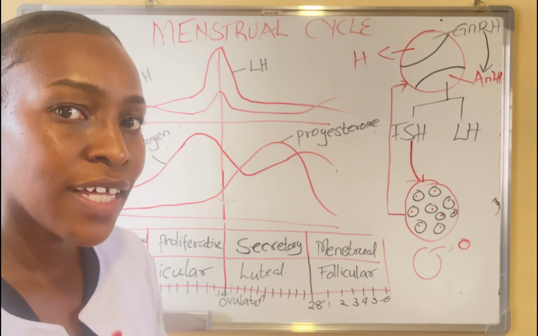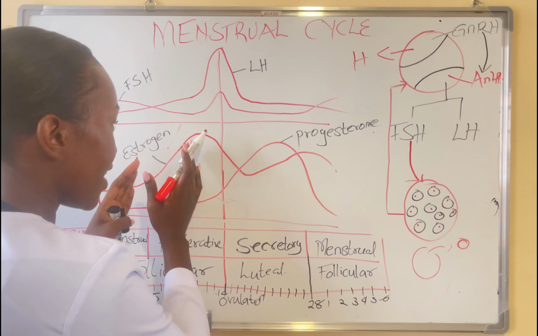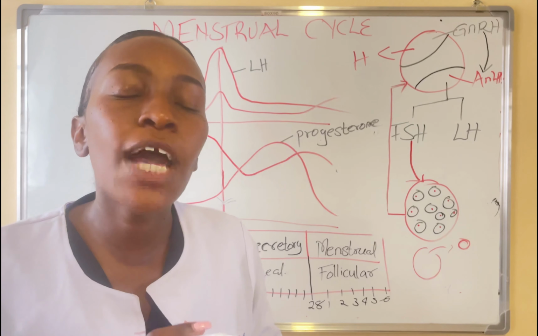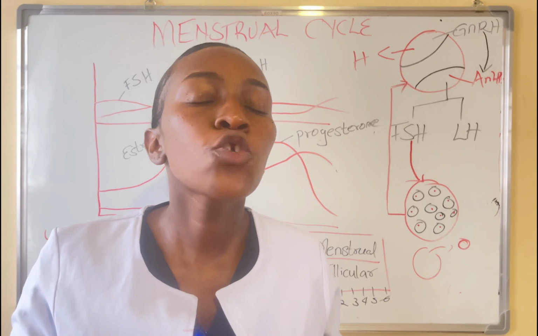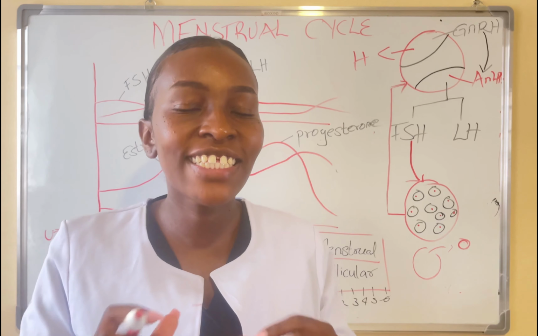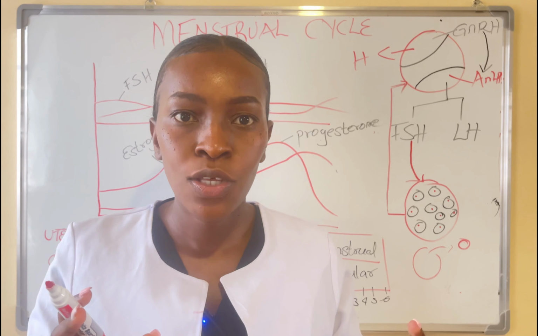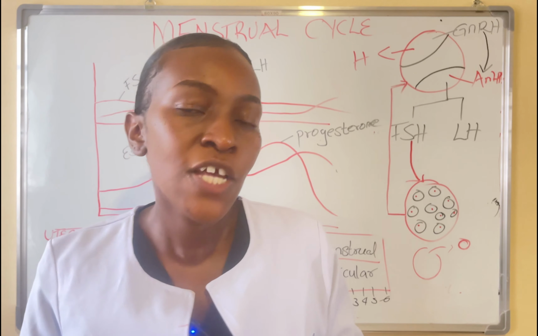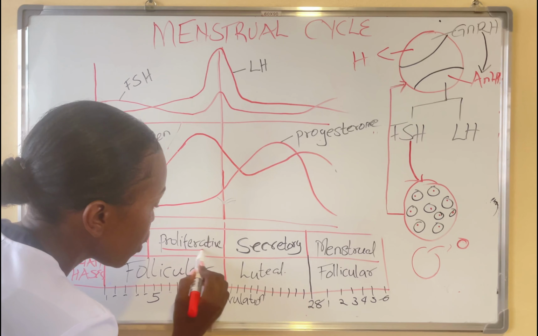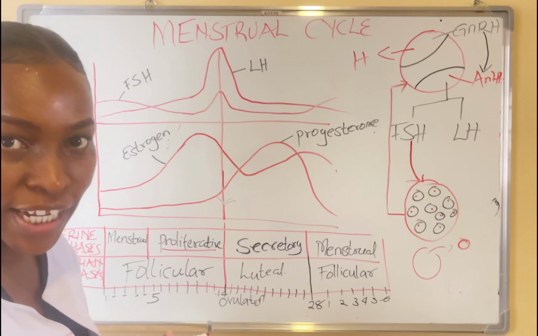Before that, I want you to note that when the estrogen levels were very high, they were sending signals to the uterus, telling the uterus, a baby is coming, get ready. At this point, the uterine lining, the endometrial lining, is thickening and growing. It is like building the house where the baby will stay. That is why we call it proliferative. Estrogen leads to proliferation of the endometrial lining.